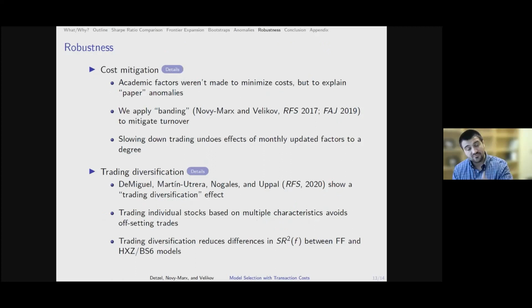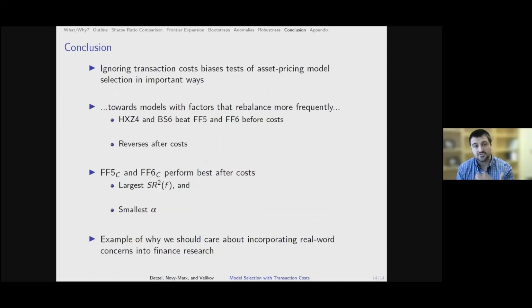We do a couple of robustness tests where we look at cost mitigation and account for trading diversification, following a paper by Victor, Roman, and co-authors. I don't have time to get into those, so let me conclude. We think that ignoring trading costs biases tests of asset pricing models in important ways, in particular towards models with factors that rebalance more frequently, even though in economic terms there's no reason that they should be very different.